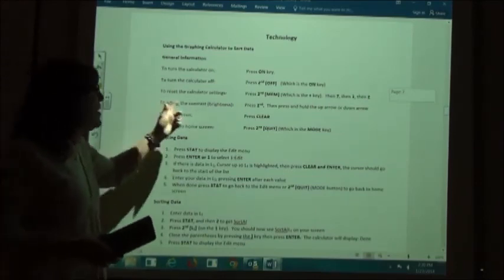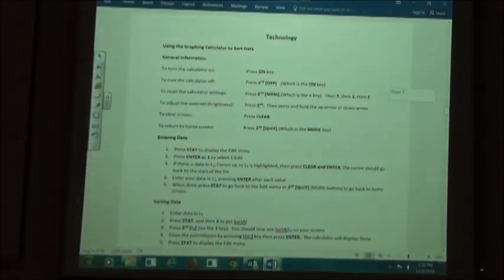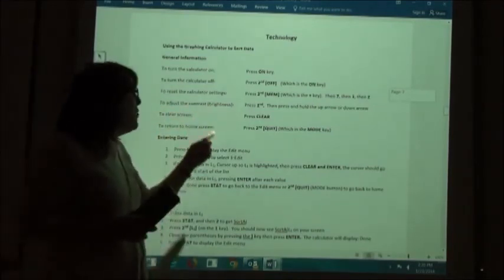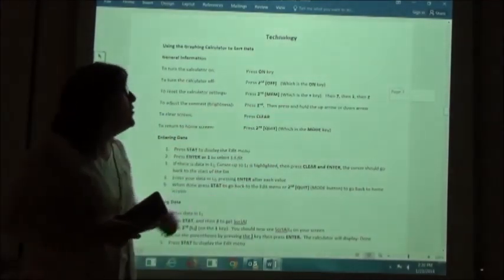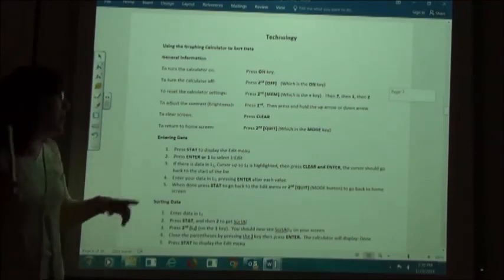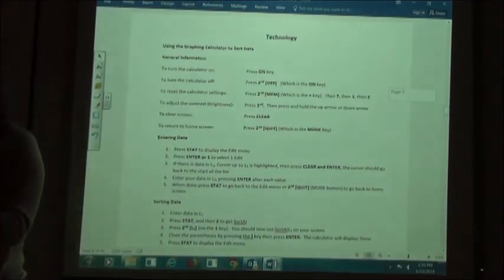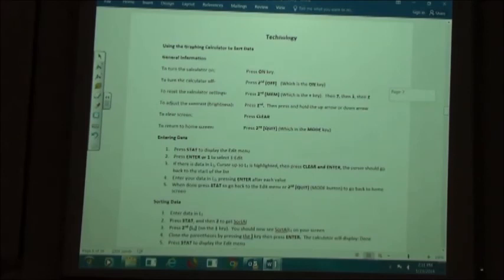To reset the calculator, if we would need to, second function and the memory key, which is the plus key. We probably don't need to reset it, but if you did. To adjust your contrast or your brightness, second function and hold the up or down arrow if your screen isn't bright enough. Clear, obviously you can hit clear. That's underneath the little arrow keys. And to return to the home screen, that's the one you might want to remember. Second function quit, which is the mode button. So it's right next to the second function button, in case you're on a graph and you want to go back to the regular screen.